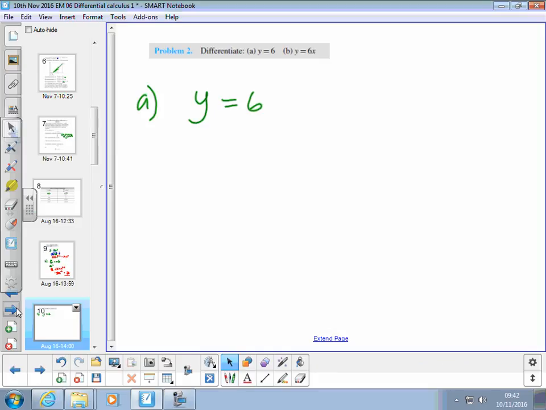Look back to your drill. How can I write 6? We could have it as 6 times x to the power 0. You've got it. So we can rewrite that as y is equal to 6x to the 0. I'm trying to show you here where the derivative of a constant comes from. So now apply the ax to the n rule to that, step by step, like we've done with the last answer. Tell me what the derivative of the constant 6 is.